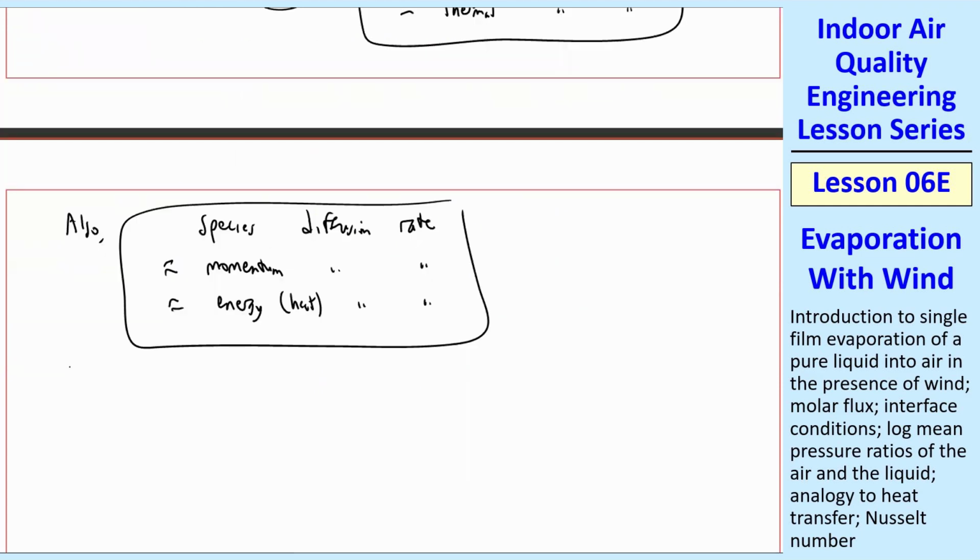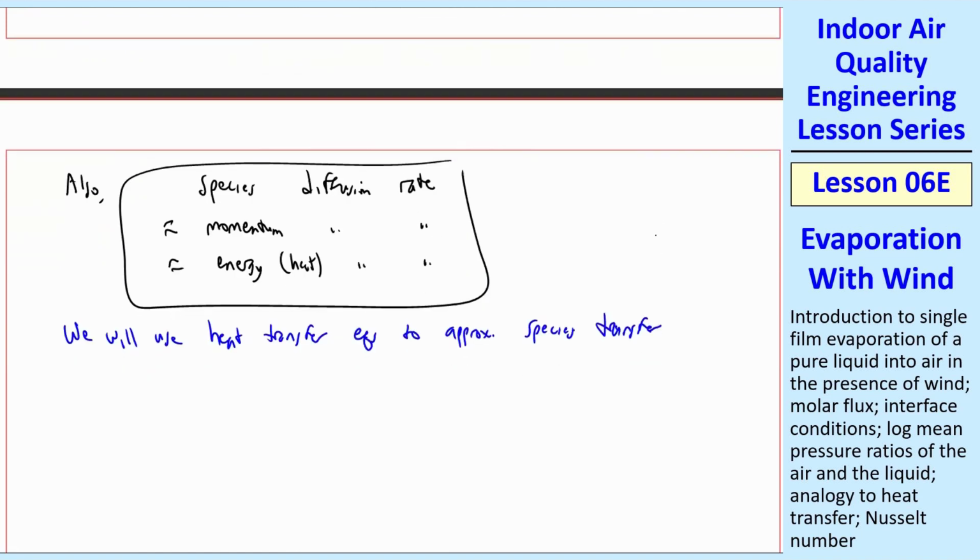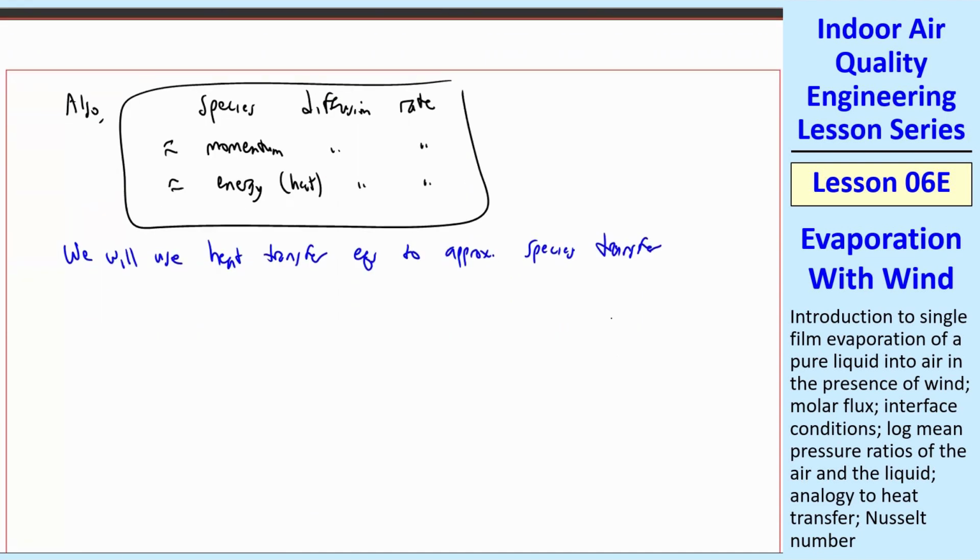The usefulness of this Reynolds analogy is that we will use heat transfer equations to approximate species transfer. So a lot of this is going to look like heat transfer. I'm assuming that some of you have had the heat transfer course and some of you may not have had it yet. Don't worry if you haven't. If you've had heat transfer already, you'll be helped by it a little bit here. If you haven't, then when you take it, you will be helped a little bit by what you're learning here. So either way, it's good to see some repetition like this.